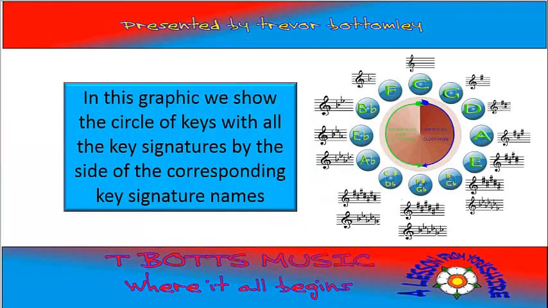In this graphic we show the circle of keys with all the key signatures by the side of the corresponding key signature names. And up at the top there at 12 o'clock we have the key of C. Now we call this the natural key because there are no sharps or flats within that key. Stepping down 1 step we have the key of G with 1 sharp, which is F sharp, D with 2 sharps, which is F sharp and C sharp, A with 3 sharps, which is F sharp, C sharp and G sharp, and so on and so forth all the way around the circle.